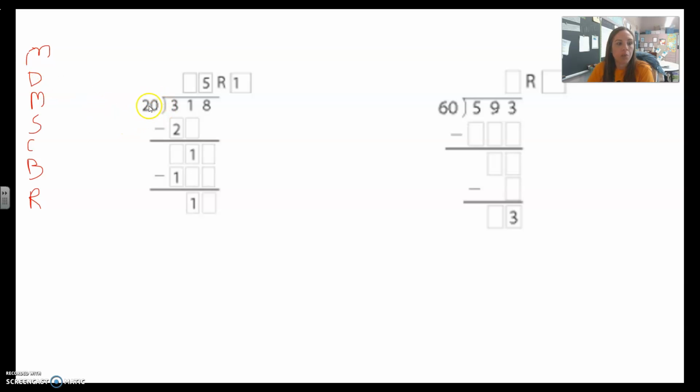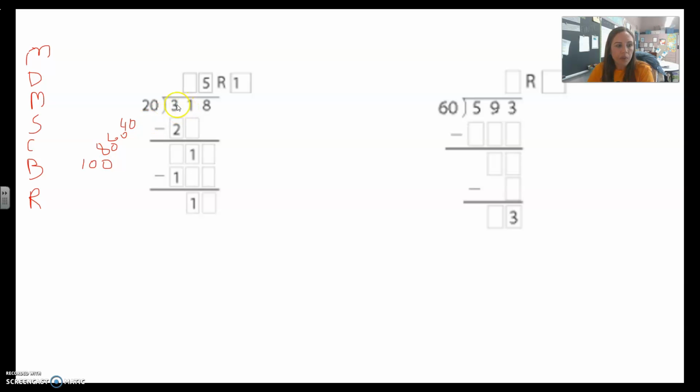Okay, so remember, my first M stands for multiples. So I'm going to do my multiples of 20. My multiples of 20 are the exact same as my multiples of 2, just with a 0 at the end of them. So we have 20, 40, 60, 80, and 100.